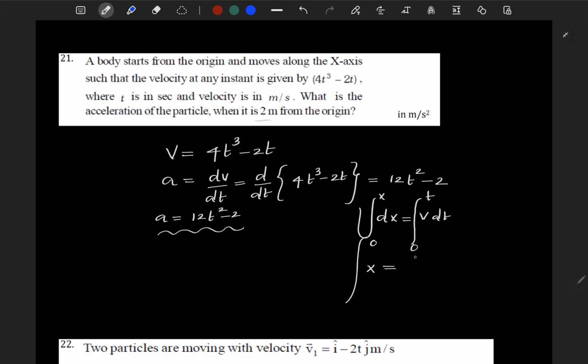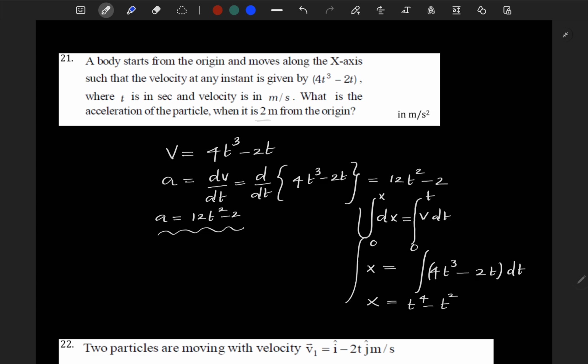Let's integrate this one. You have the integral of 4t^3 - 2t dt. On integrating, the integration of t^3 is t^4 upon 4, so the 4 got cancelled, and you have t^4 minus the integration of 2t, which is simply t^2, because the derivative of t^2 is 2t. This is the position of the particle.